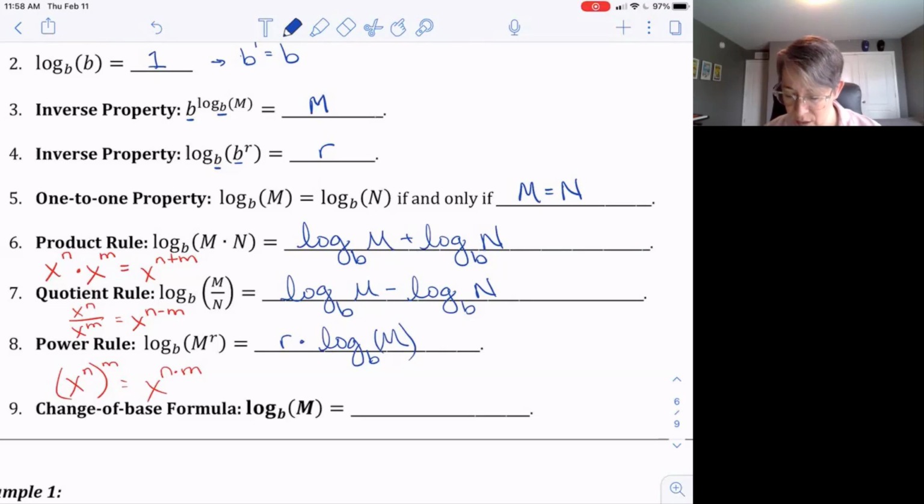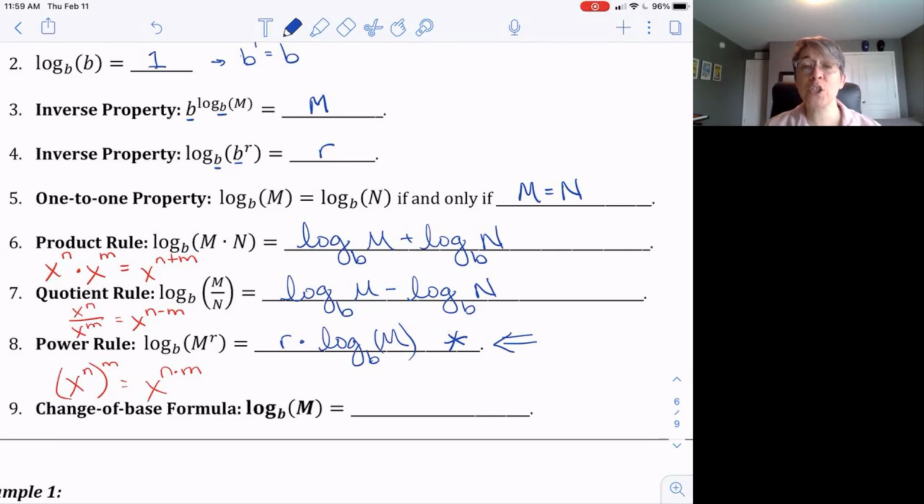Put an asterisk by this one or maybe highlight it. We're going to use this one a lot when solving exponential functions. This guy, just like the Pythagorean was the granddaddy in trig, this power rule here is kind of a granddaddy when we're solving exponential functions. It's the only way to get an exponent out of the exponent position.